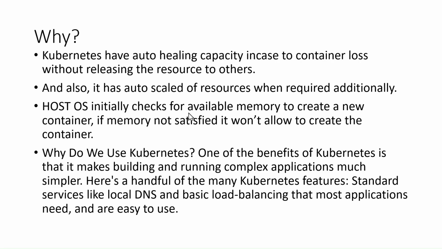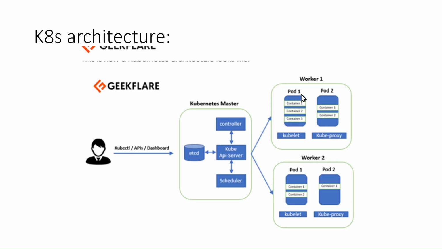The host OS initially checks for available memory to create a new container. If memory is not satisfied, it won't allow the container to be created. Assume that here I have 10 GB and 9 GB is already filled with 3 containers of 3 GB each, so I am left with 1 GB. And here in this pod I have the same 10 GB, with another 4 GB left. Assume that I want my pod 1 to have another container of 3 GB.